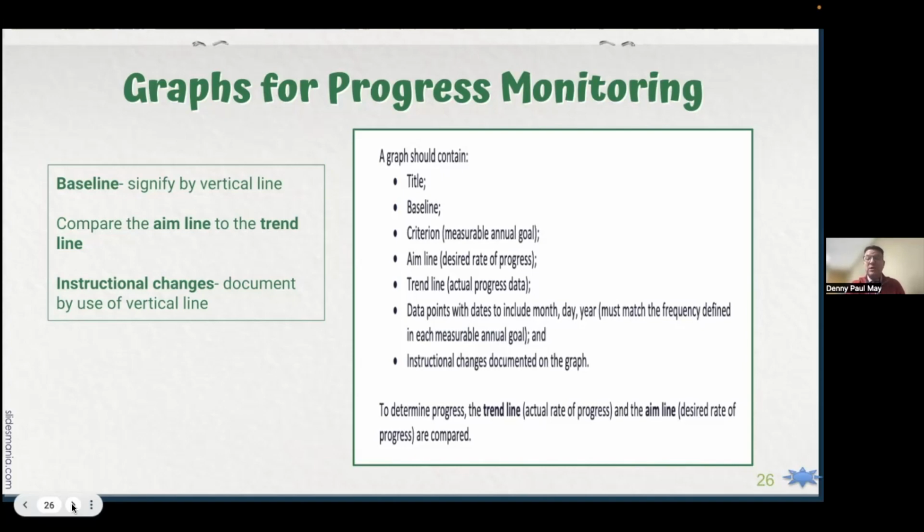So if you say you're going to take data weekly, then your dates across the bottom of that graph are going to be separated by 1 week. So you start, today's the 13th of December, 2023, and we're going to take weekly data. So we can assume that there's going to be a data point on the 20th of December and so forth.